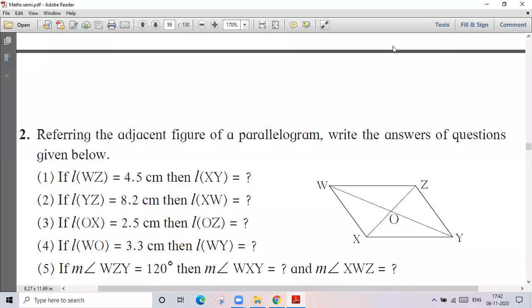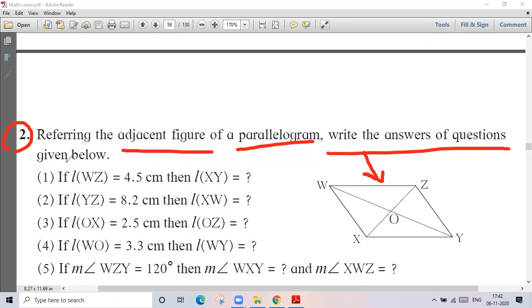So question number 2. It takes a little time, we are proceeding comfortably. Don't worry. Question number 2. Referring to the adjacent figure of a parallelogram, this is the figure you need to refer. Write the answers of the questions given below. Directly answer them.